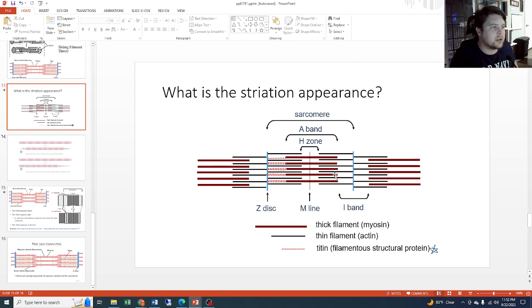So during concentric contraction, the H zone shrinks and the I band shrinks. The A band stays the same. The Z discs are still there and the M line is still there. Okay?